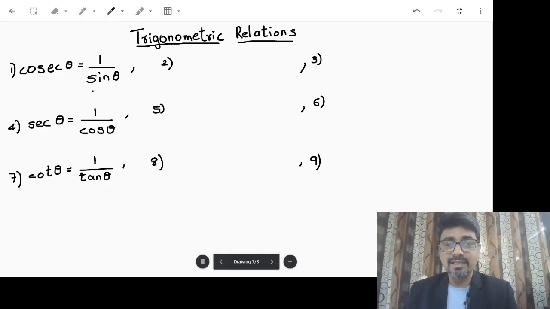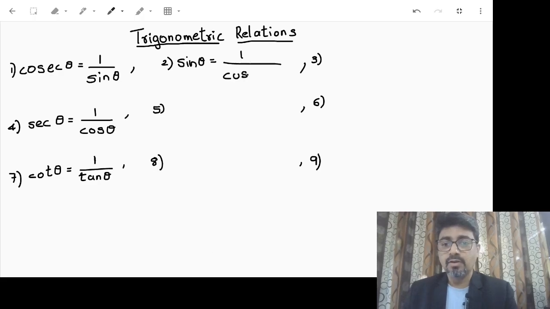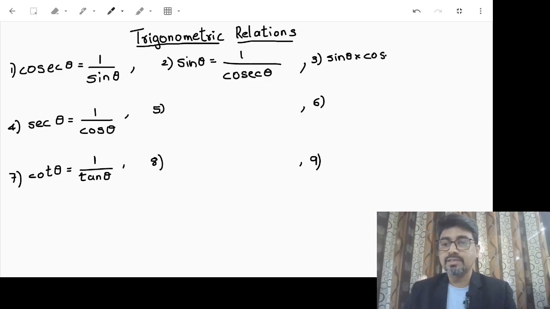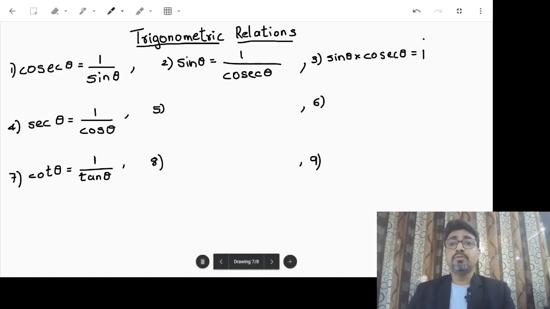I can write now as sine theta goes to the left, that is sine theta, and cosec theta comes in the denominator of right, that is 1 upon cosec theta. So I got other way of writing the first relation, that is sine theta is equal to 1 upon cosec theta. Again, cosec theta can go and multiply on the left side with sine theta. That means I will be getting sine theta multiplied by cosec theta, and that will be equal to what remains on the right side? 1.